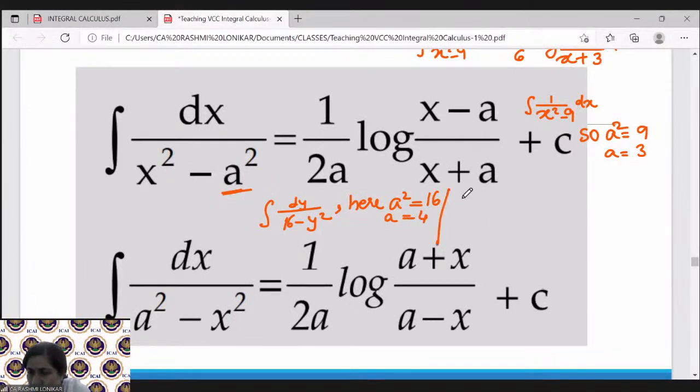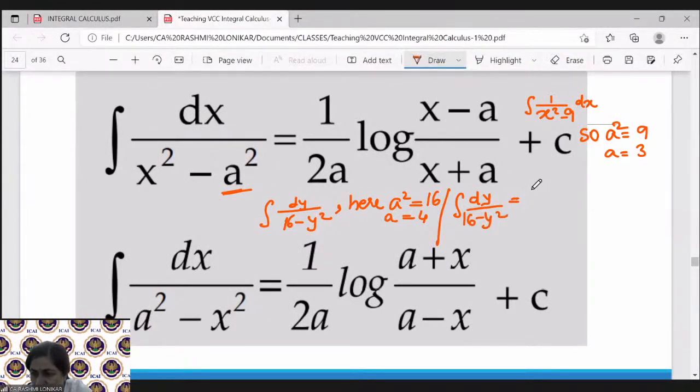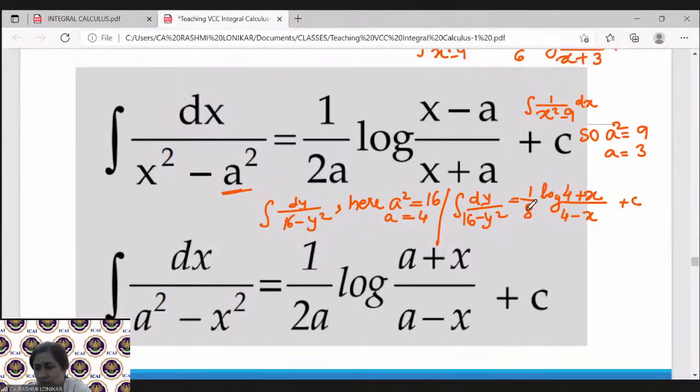So the integral of dy upon 16 minus y square is equal to 1 upon twice a, so 1 upon 8 log of 4 plus x upon 4 minus x plus c. Okay. So you have this formula, you can learn it, and then you can easily apply it.